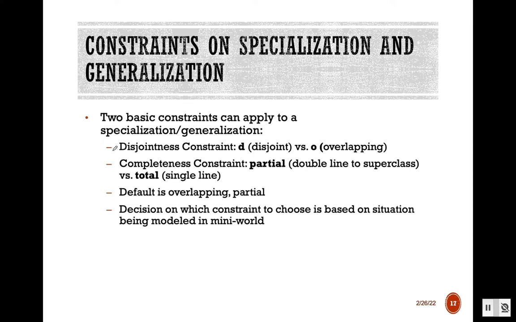One is disjoint constraint versus overlapping. Okay, so for the disjoint constraint, I can have two options: disjoint versus overlapping. I can have another constraint, the completeness constraint, and here I can have two different options, partial or total.